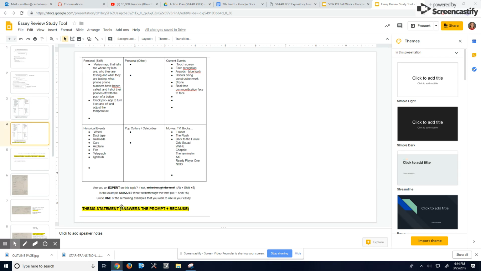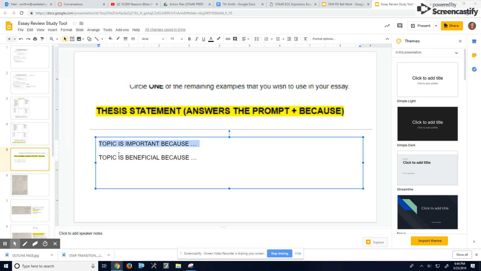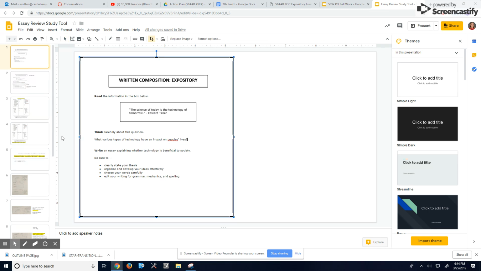Okay. So we're going to start building our thesis statement, which answers the prompt and gives our because. So we're going to say blank is important because, or blank is beneficial because, or whatever those keywords are. Some of your prompts ask about importance, some ask about beneficial, some use other words. Okay, so don't just assume it's those. Go back and look at the keywords. In this prompt, the keyword here is beneficial. All right, so don't write about importance if it's beneficial.